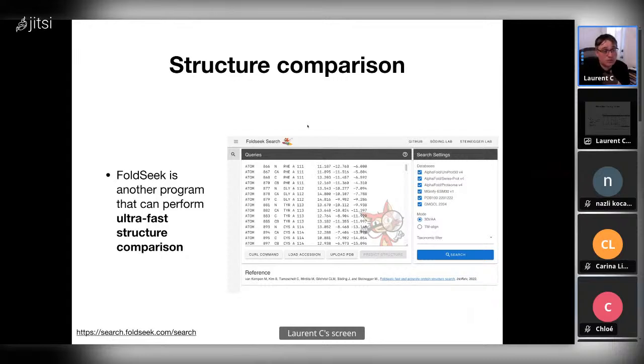Another software that you can use is called FoldSeek, and this one is much quicker, and you can perform ultra-fast structure comparison either between the structure of your protein of interest and the PDB, or other models generated by AlphaFold.